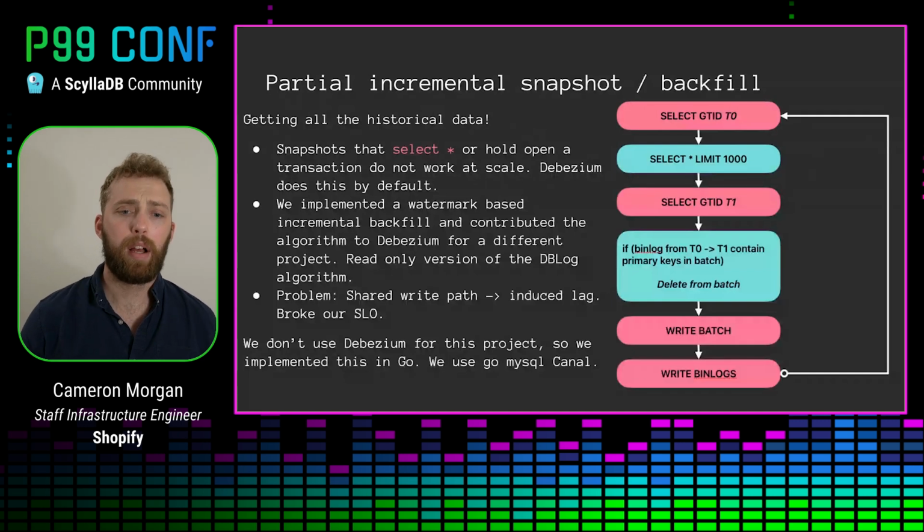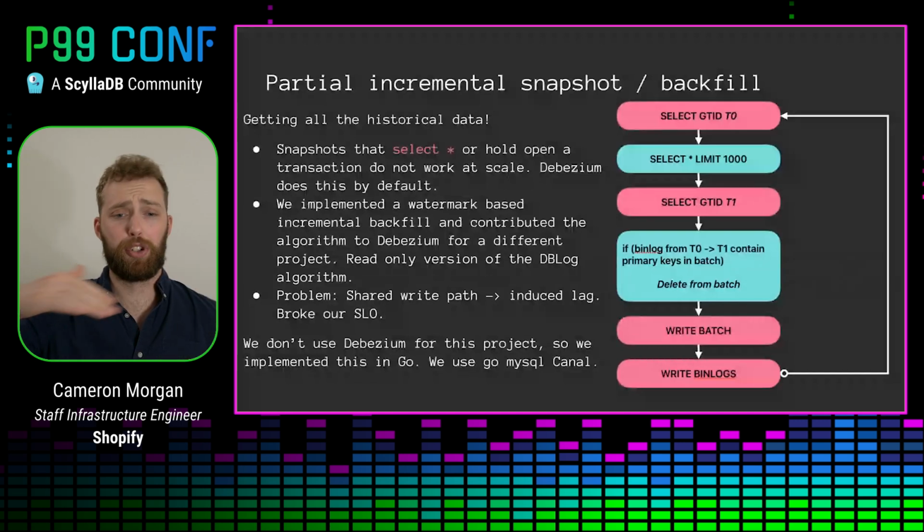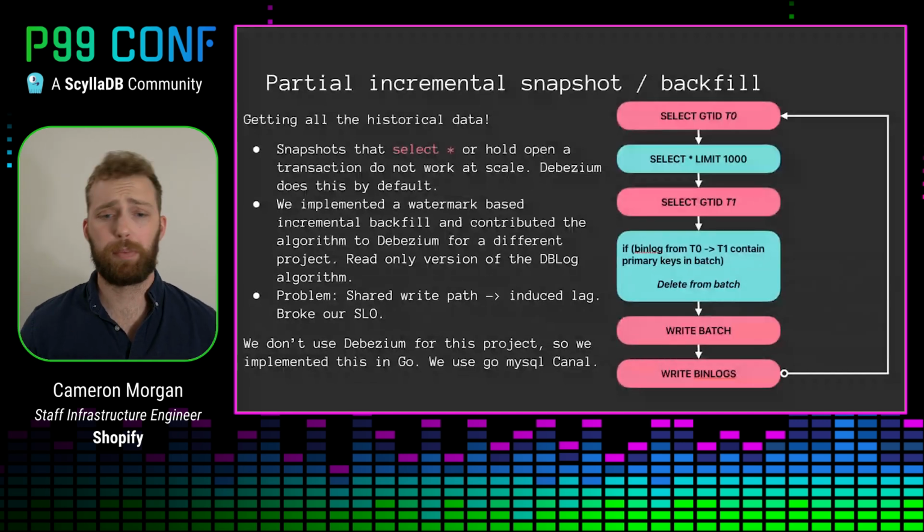The other thing that is kind of niche is that a lot of these systems do these backfills in the same stream as the bin log. That's not possible for us because it causes replication lag. And so we actually do them in parallel, and we can do many backfills at once.